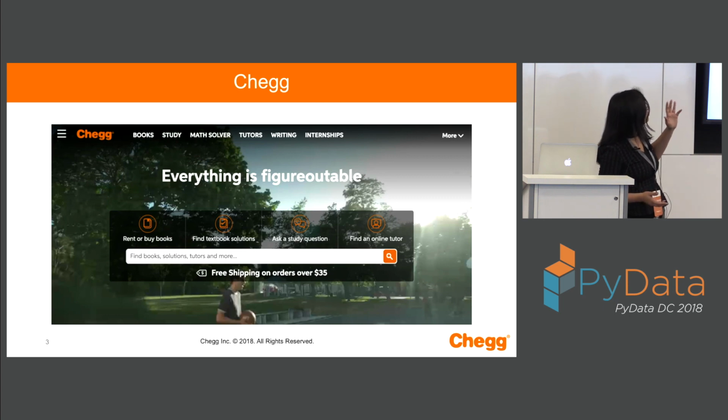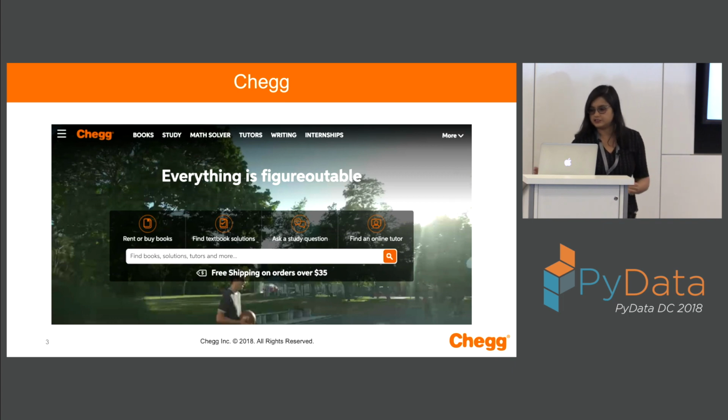Some of the ones you can see here are textbook rentals, and I will go into more details about study. Math solver, as the name suggests, you can go and solve equations in it. Tutors, I will again go into some details. Writing is another product which gives you writing help. It helps you build a bibliography, but also gives you suggestions if your grammar is wrong. And internships is another side where students can come and apply for internships. So it's the whole package in your student journey, from the beginning to finding a job, in some sense.